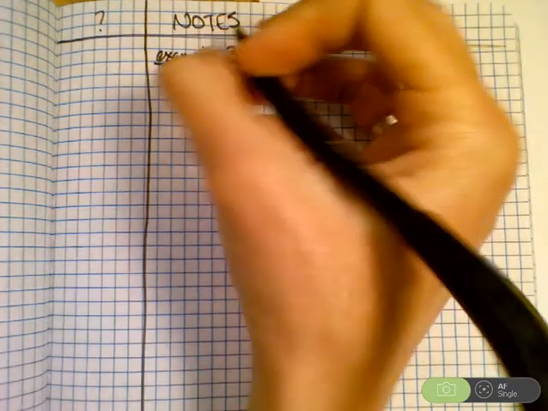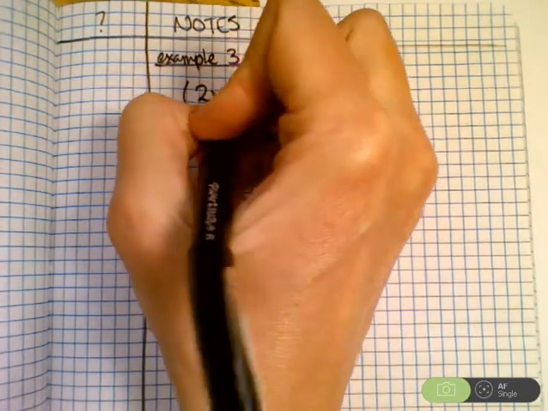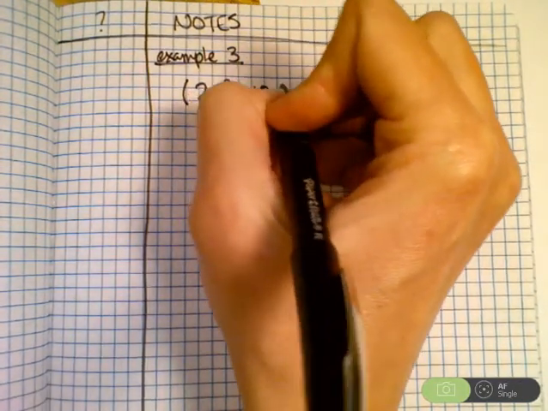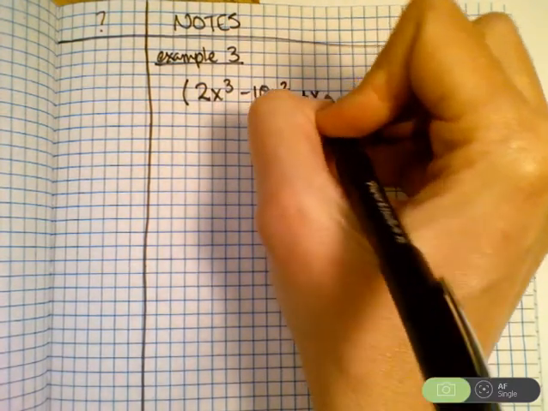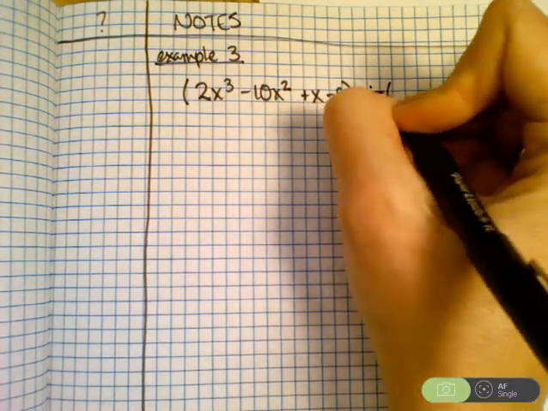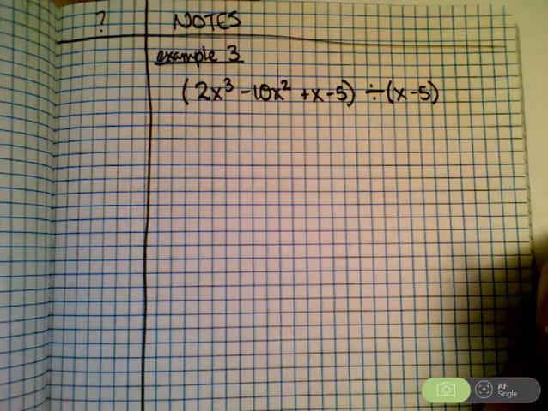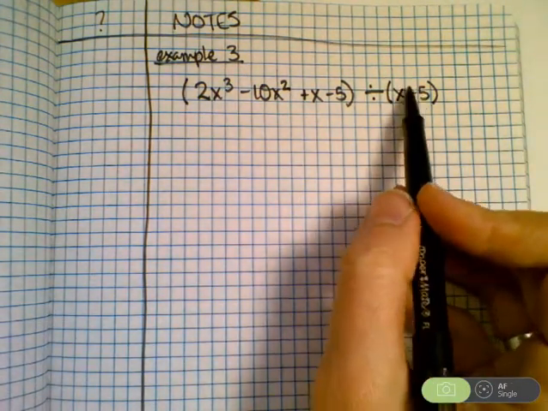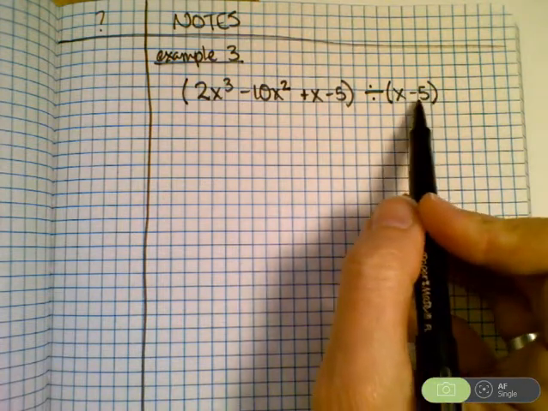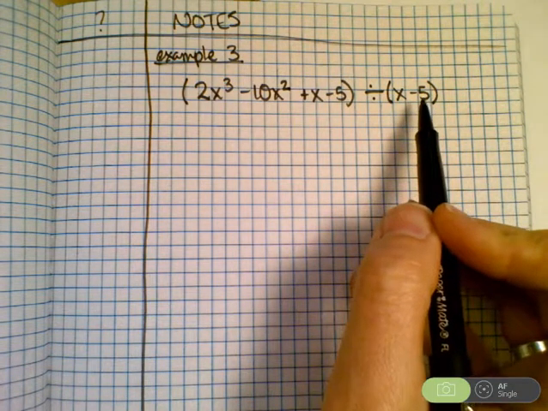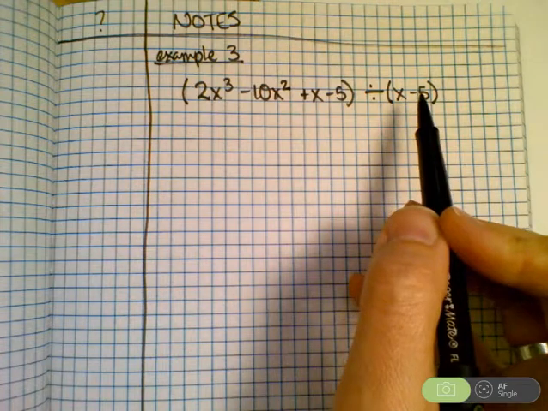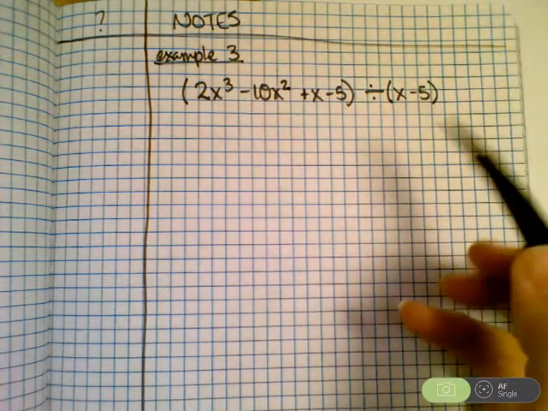So for example 3, we're going to do 2x to the third minus 10x squared plus x minus 5 divided by x minus 5. And just so you know, we won't always have just x's and numbers over here. I'm starting off with those so you start to get the idea, and then in class next time we'll look at some more complicated examples.